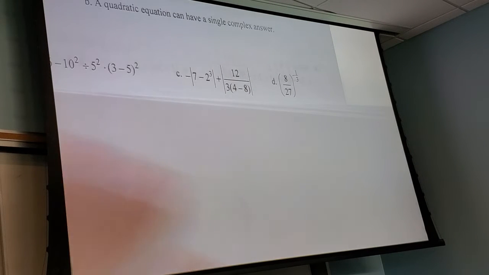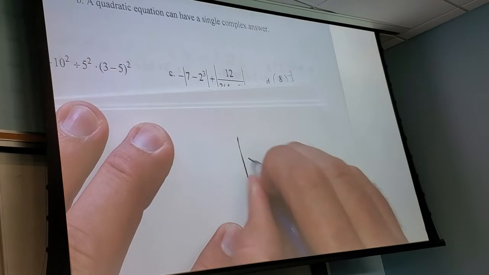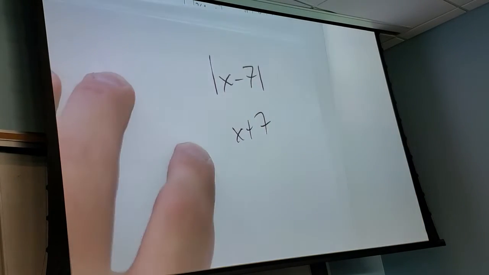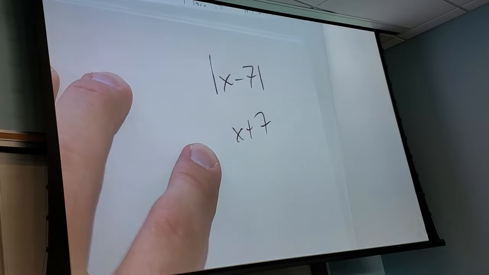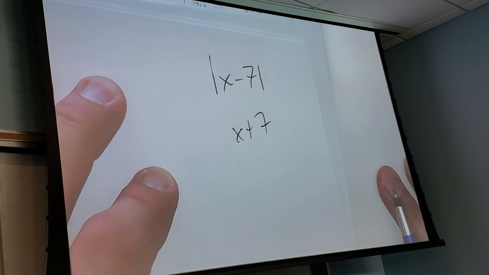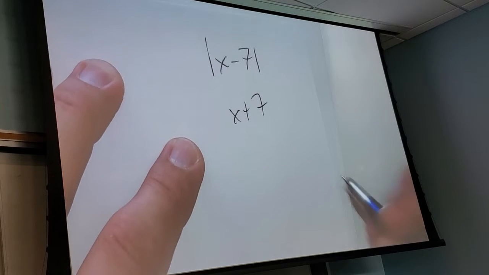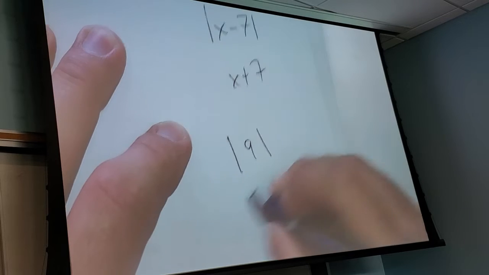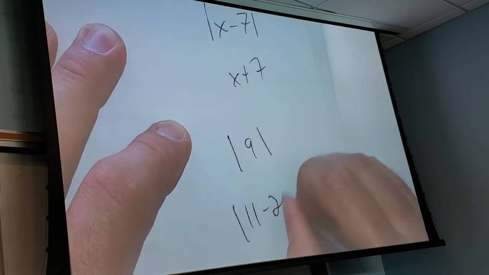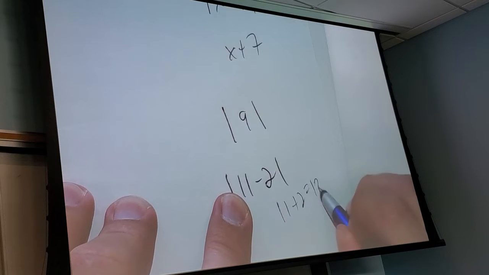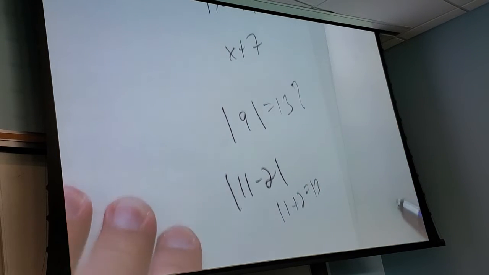Side note. I'm getting too many people that tell me that the absolute value of x minus 7 is x plus 7. Is that true? No, that's wrong. You can see why somebody would think that, right? But what's the absolute value of 9? 9. If I said the absolute value of 11 minus 2, isn't that 9? If I make that 11 plus 2, that's 13. So the absolute value of 9 is 13? Do you guys see what I'm saying?